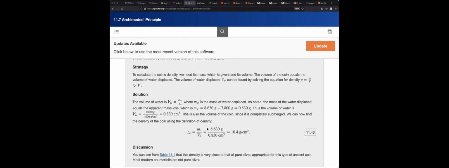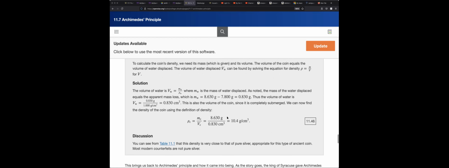Now we know the mass of the coin, and we know the volume displaced by the coin. So we know the volume of the coin. So we can take the mass of the coin divided by the volume of the coin and get 10.4 grams per centimeter cubed. This is the density of silver, very close to it. So that coin would be silver.